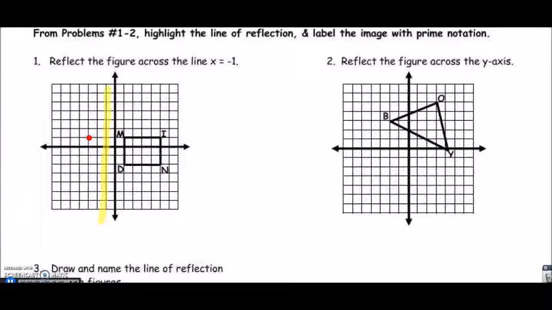You have 1, 2, 3, 4, 5, 6. Then on the bottom you have 1, 2, 1, 2, and you have 1, 2, 3, 4, 5, 6.